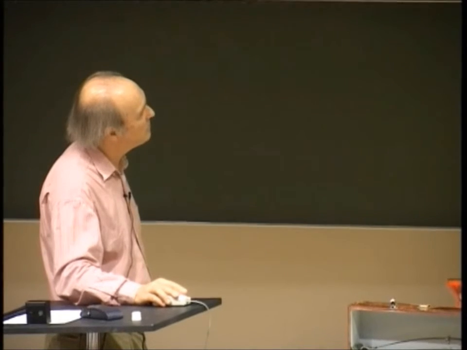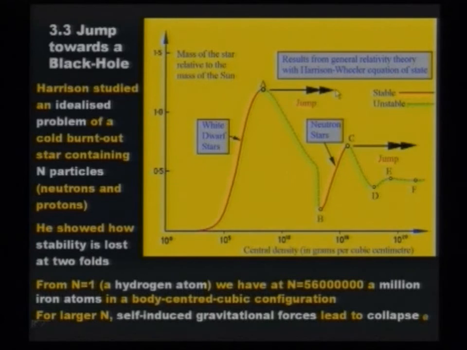So you have white dwarf stars, which are stable, but then if they get too heavy, they collapse and you get a jump probably to a black hole. You can have these neutron stars, which also can become unstable, and they jump again, probably to a black hole. So here are two folds. These are just the type of fold we've been talking about, where a stable solution curves over and becomes unstable.